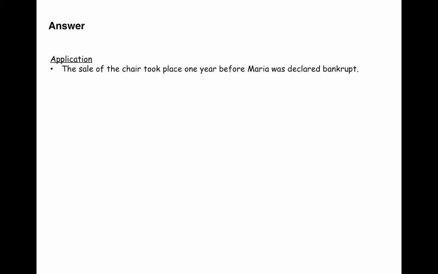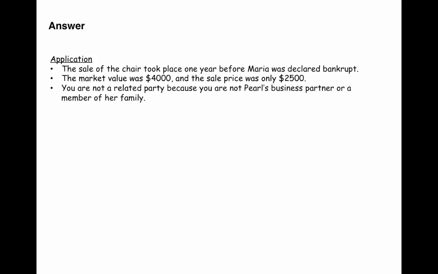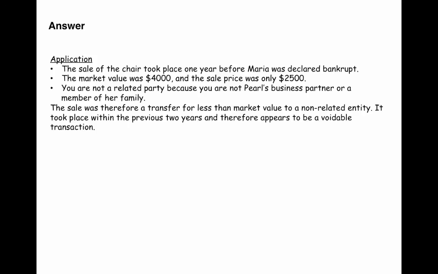The sale of the share took place 1 year before Maria was declared bankrupt. The market value was $4,000 and the sale price was only $2,500. You're not a related party because you're not Pearl's business partner or a member of her family. The sale was therefore a transfer for less than market value to a non-related entity. It took place within the previous 2 years and therefore appears to be a voidable transaction.